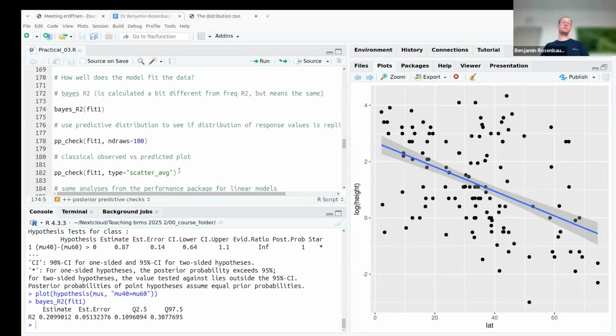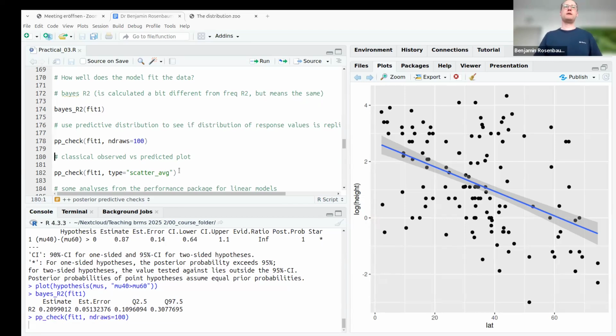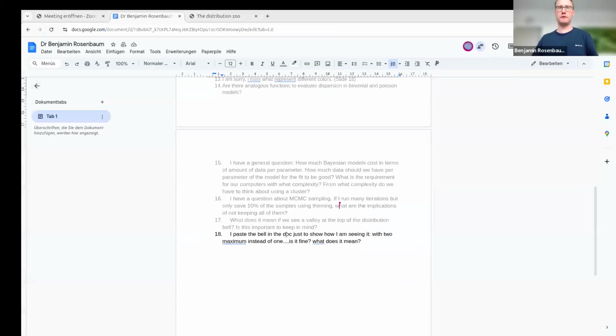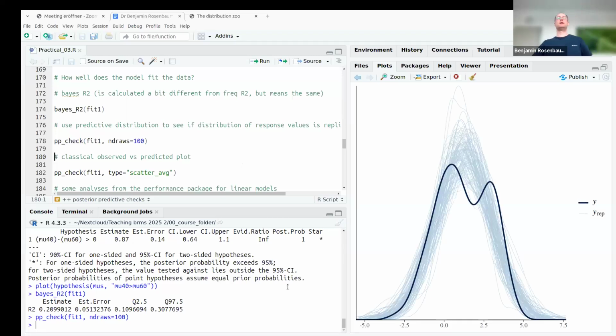Okay, so this is one quantitative measure of checking how well the model explains the data. There are also two graphical tools, and that's the posterior predictive checks function. First, this one here. Okay, I see. We see here, again, the histogram of the data, and definitely, yes, I'm seeing a dip here.